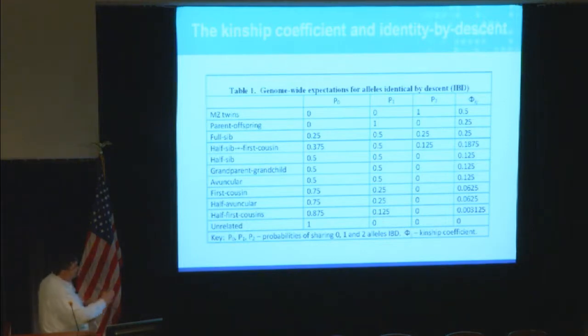The equations have been known for a long time for how to compute your kinship coefficient based on the probabilities of allele sharing for 0, 1, and 2 alleles shared. I'm not going to go over those equations, but I'm just giving a table of some of the more important relationship types: MZ twins, parent-offspring, different types of sibs, grandparent-grandchild, all the way to unrelated. Based on these relationships and their expected IBD distributions, we can compute the IBD or the kinship coefficients.